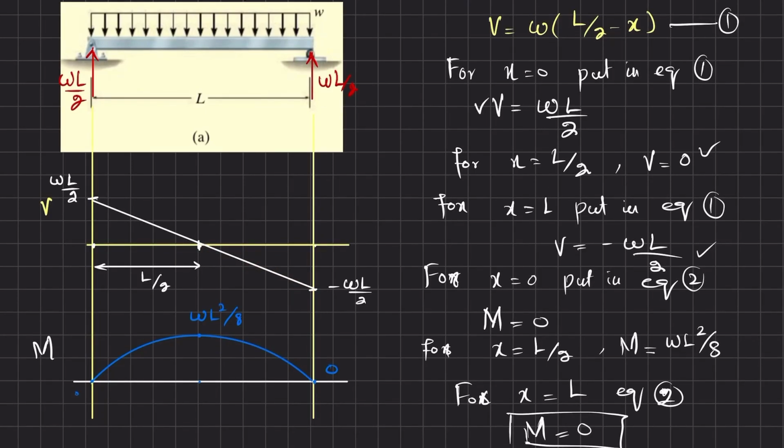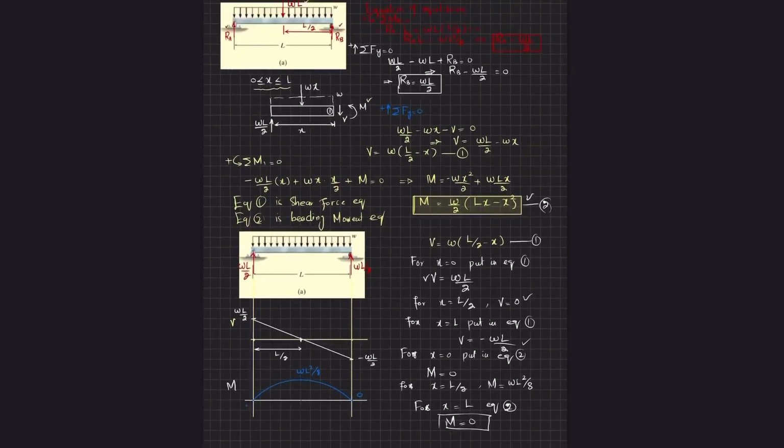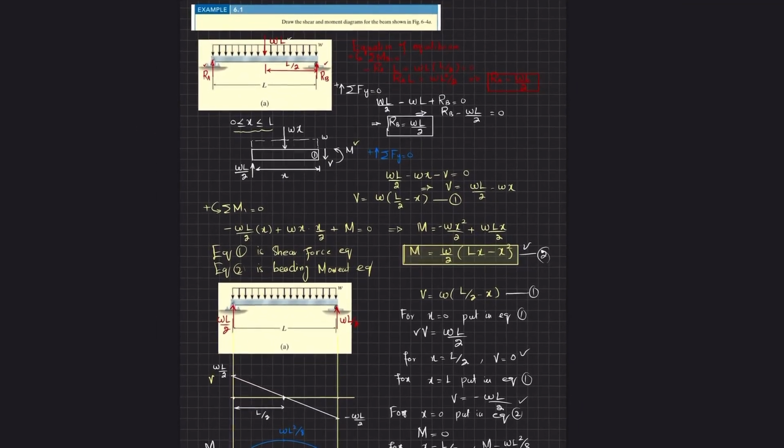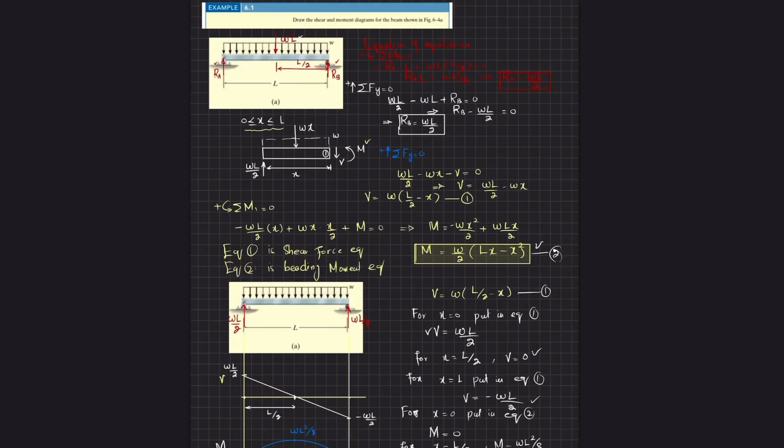So this was all about example 6-1, in which we have learned how to draw the shear force and bending moment diagram and how to write the equations for shear force and bending moment, and by then using these equations we have drawn the shear force and bending moment diagram.